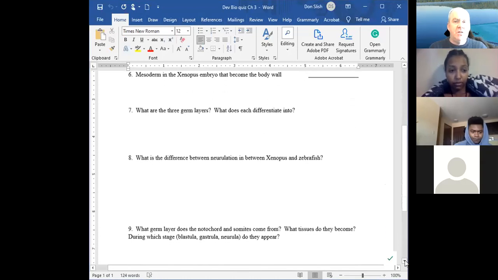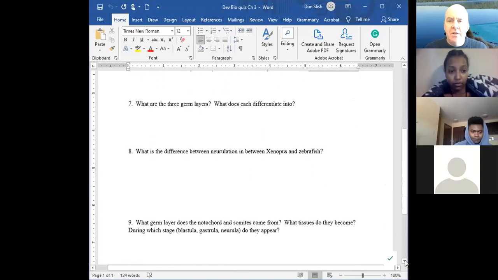Okay, three different germ layers. That's your ectoderm, endoderm, and mesoderm. Ectoderm is skin and nerve. Mesoderm is muscle, bone, blood, and endoderm is gut. Okay. What is the difference between neurulation in Xenopus and zebrafish? In Xenopus, during neurulation, the neural plate goes into neural folds, which then become a neural tube. In zebrafish, it does neural folds, but then it flattens into a neural keel, and then later opens up to make the neural tube.